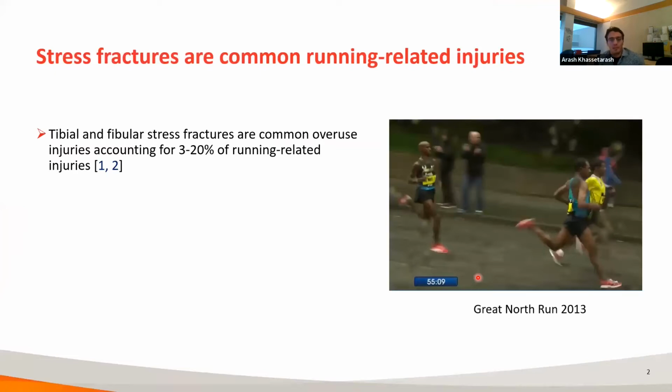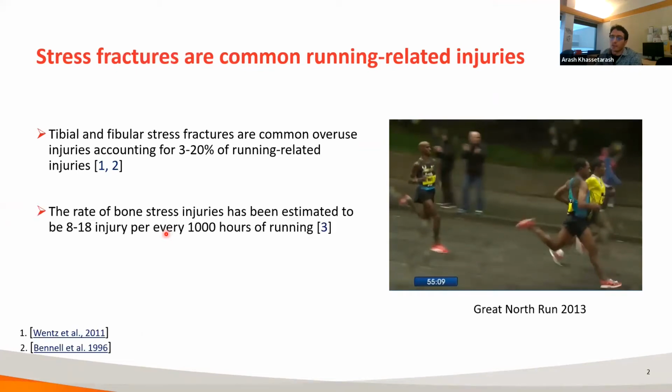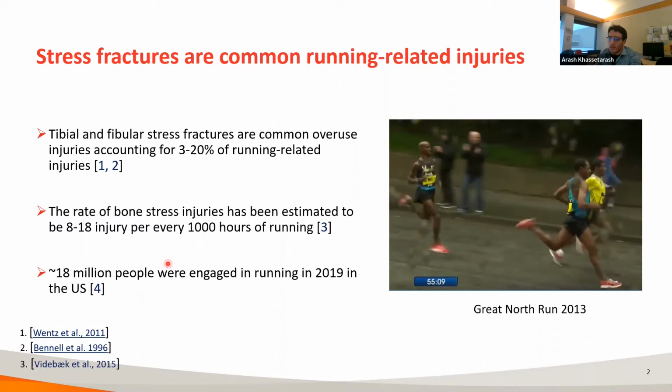Tibial and fibular stress fractures are common overuse injuries, accounting for 3 to 20% of running-related injuries. The rate of bone stress injuries has been estimated to be 8 to 18 injuries per every 1,000 hours of running. In the United States alone in 2019, 18 million people were engaged in some sort of running activity. Considering that large number, these injuries would translate to a large number of injuries per year.